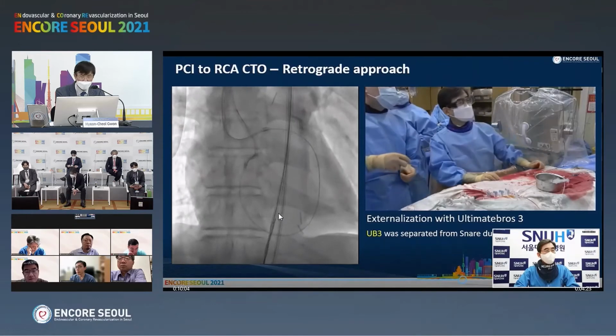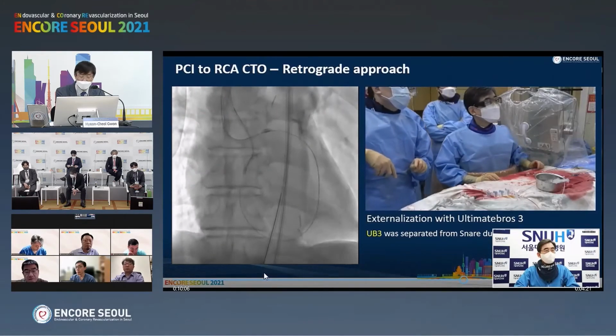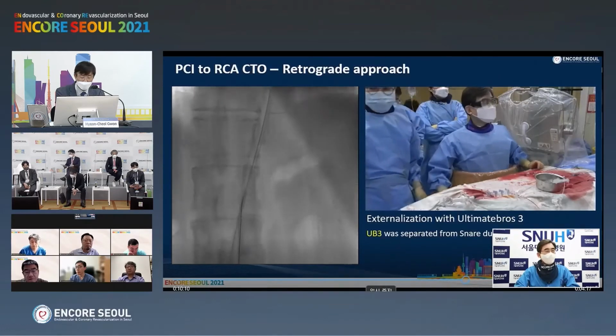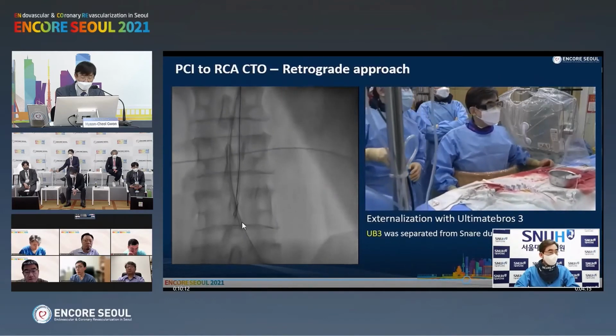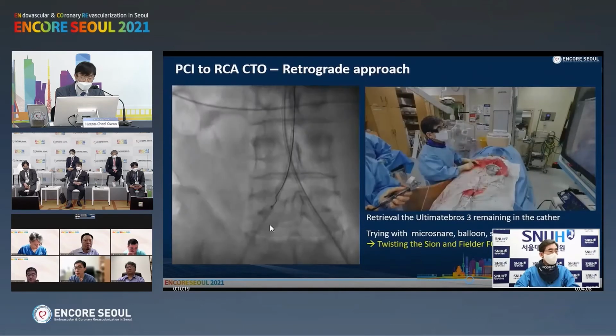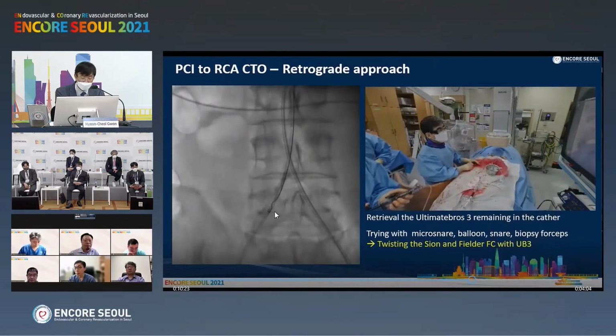Here, the UB3 was retrieved, but finally it is not in the snare, so it is trapped here. Where is the end of this wire? I tried to remove this with a balloon, but the balloon slipped and was not effective. Okay, you lost the wire.